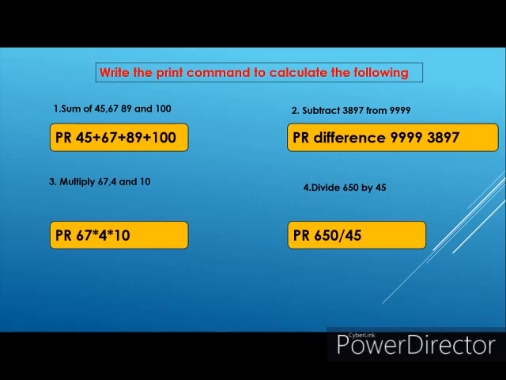Third one, multiply 67, 4 and 10. Here also we have more than two numbers, so we can use symbols. Okay, what is the print command? Print 67 into 4 into 10. The symbol asterisk is used for multiplication. Okay, and fourth one, divide 650 by 45. We can use slash, print space 650 slash 45. Do you finish writing?